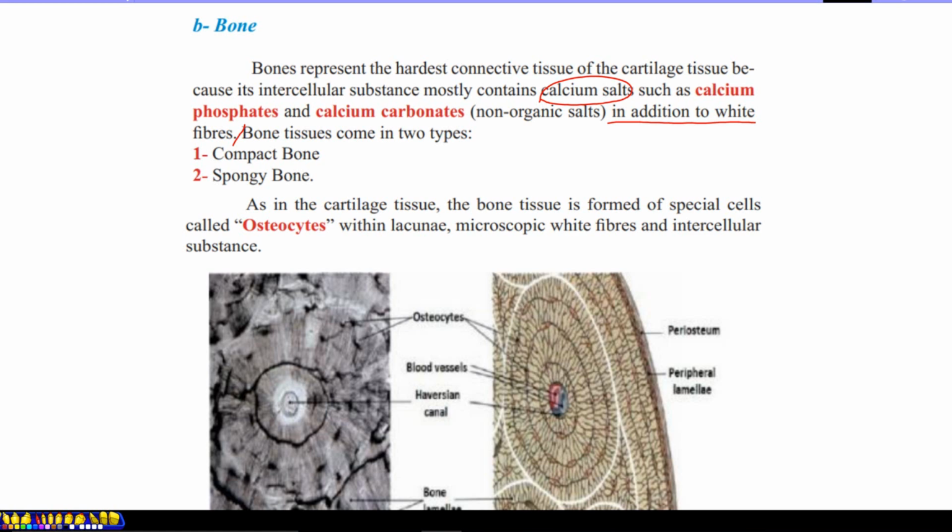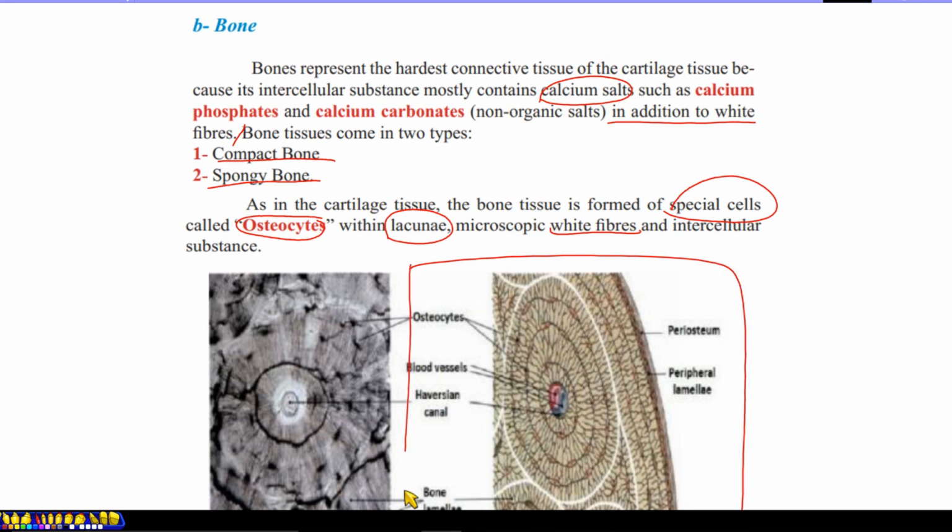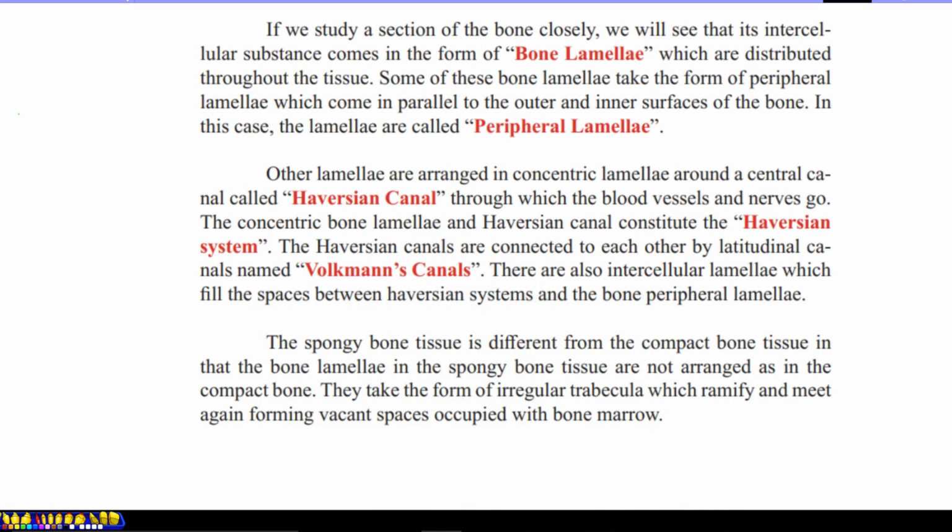There are two types of bone tissue, the compact bone and the spongy bone. What is common to these two types is that bone tissue contains a special kind of cell known as what? Osteocytes. Like cartilage tissue cells, they are located in capsule-like structures called lacunae, and also contain white fibers. That picture is included in the exam to draw, and I'll draw it for you myself with explanation.